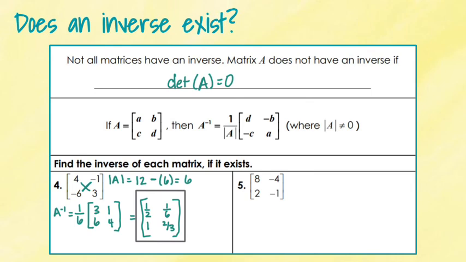So let's do this with number 5 as well. With number 5, the determinant of A is A times D, so -8 minus B times C, which is -8. -8 minus -8 is -8 plus 8, which is 0. So if it equals 0, there is no inverse.